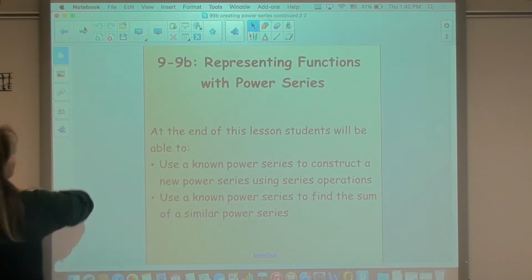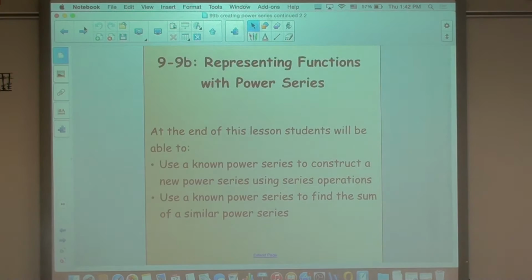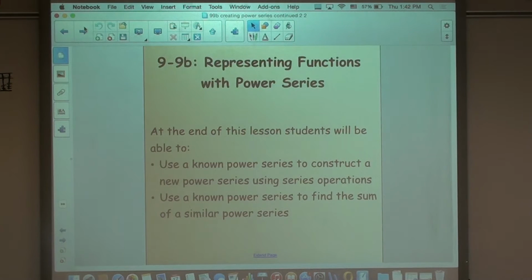All right, so here we go. Representing functions with power series. This is a continuation of yesterday's lesson. We're going to do more stuff where we have to learn how to take a given series and expand on it to get a new series. We're also going to review how to add and subtract series. And there's one more little thing at the end where we're going to use a bunch of given power series to find function values. And that's it. Should be fun.